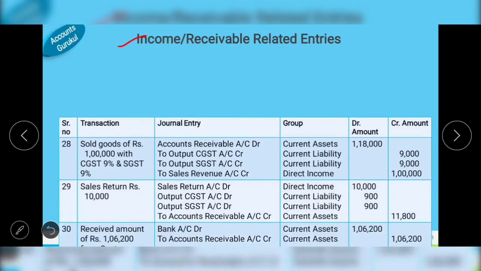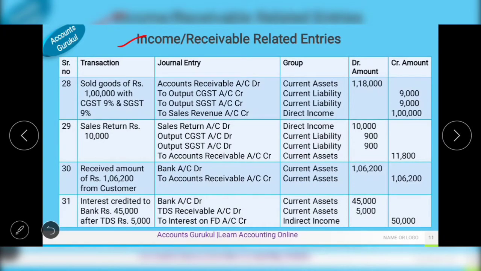Now the next is income receivable related entries. At the time of income and receivables, how the related transactions are going to be. Income means our sales transactions and purchase transactions, where we are getting the income, so how to make those entries in the system, and we have covered the GST on that as well.